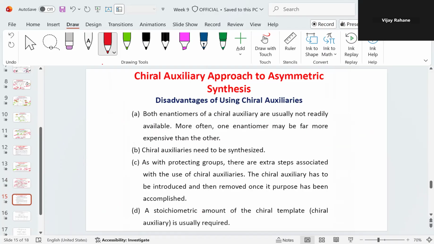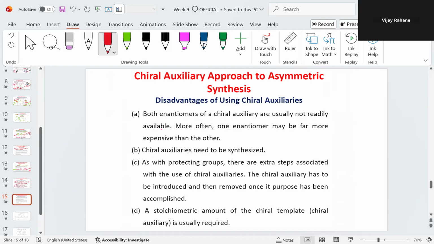However, there are certain disadvantages of this chiral auxiliary method, mainly because of two additional steps that we need to do. The first step is the addition of the chiral auxiliary to the starting material, and then the removal of the chiral auxiliary part from our formed product. So two additional steps are required. That is one disadvantage.